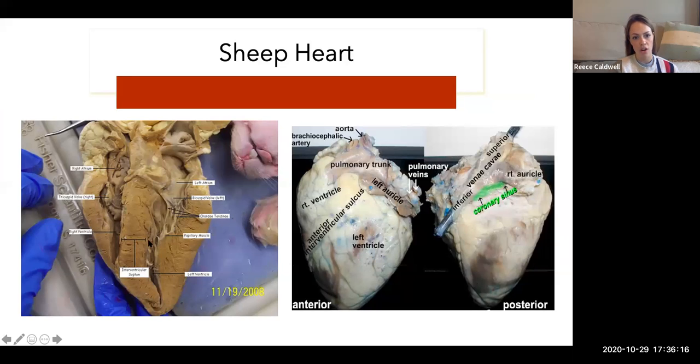Here you can see those chambers of the heart. You can kind of see those valves, not really. You can see the chordae tendineae really well. You can kind of see those papillary muscles, and then you can also see that anterior interventricular sulci that we talked about at the beginning.